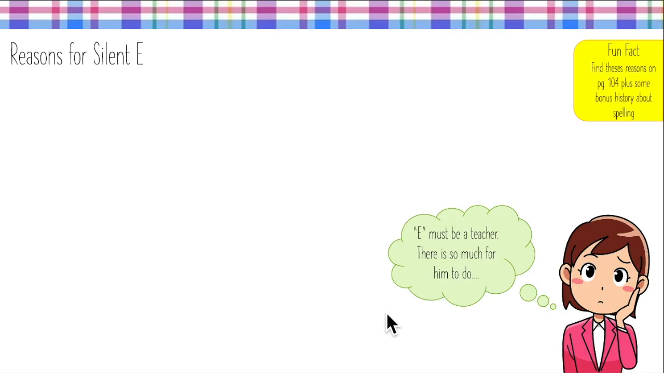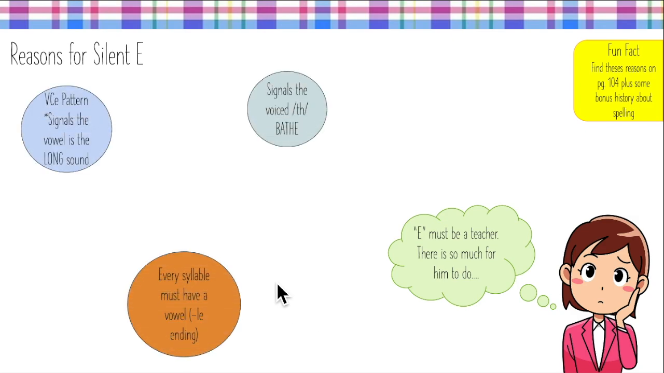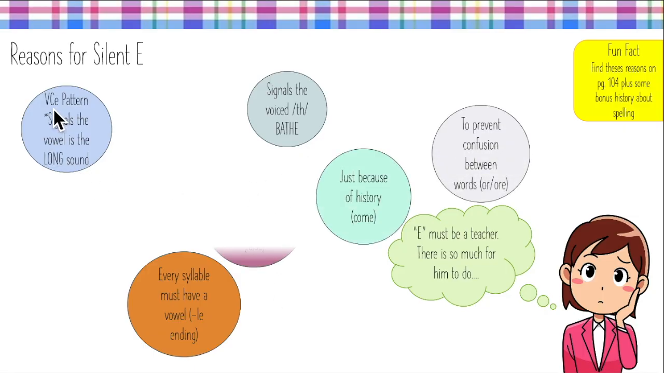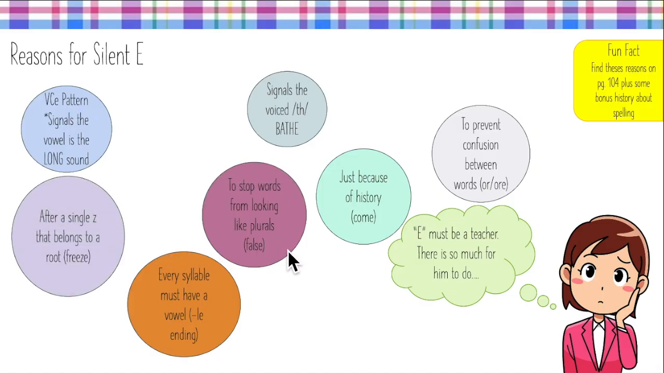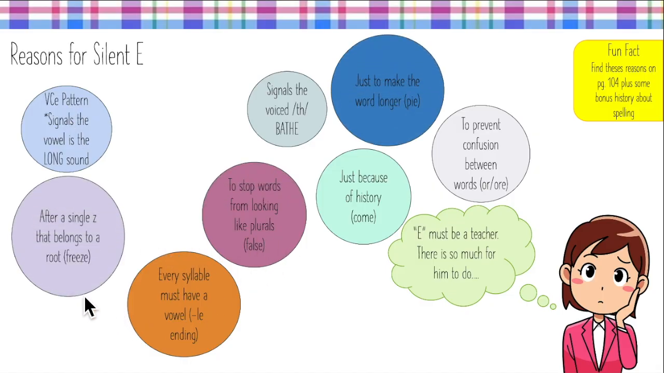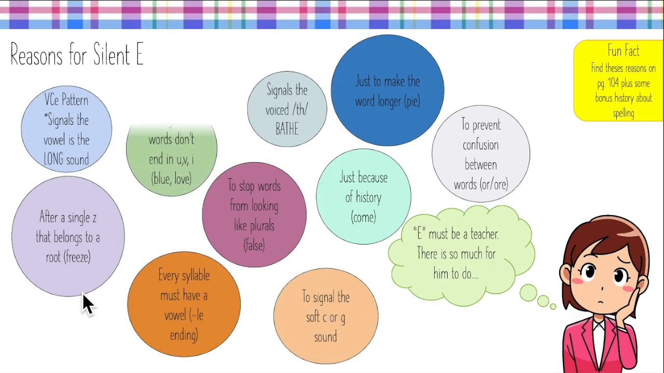Here are a few. It signals when you're going to have a voiced TH. It is the core helper of a vowel-consonant-E pattern. It's there to stop words from looking like plurals, like "false." E is also there to protect a Z that doesn't belong to the root. It's there to prevent a U or a V from being at the end. It's there to be part of a syllable. It signals a soft G or soft C. It's there because of history, like in "come."